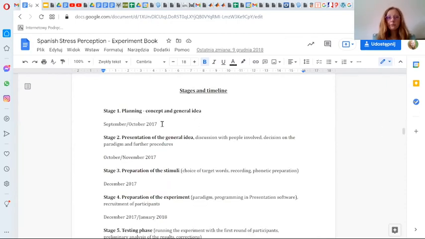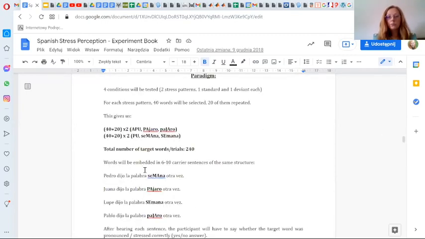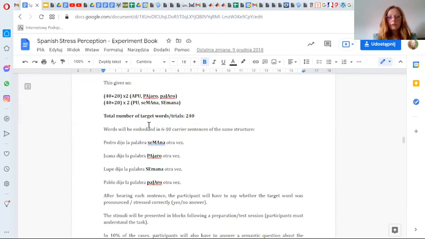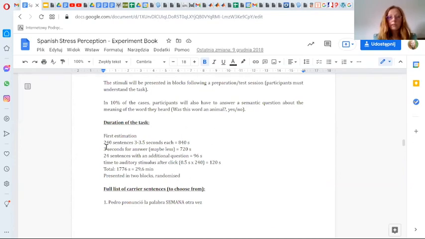Stages and timeline, very important to give yourself deadlines, and if you have a team to know which part ends where and who does it, etc. And then the paradigm that you're going to be using, the conditions that will be tested, the variables, the stimuli, and how you're going to prepare them, etc. Very important: the duration of the task. You can make a first estimation or a final estimation, even how many blocks, whether they are randomized, which software you will be using, how you will code the experiment. All of this is very important.